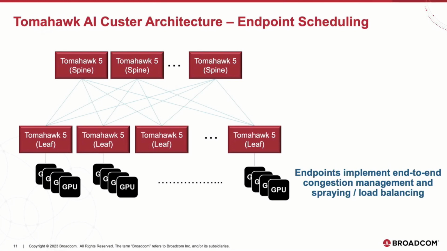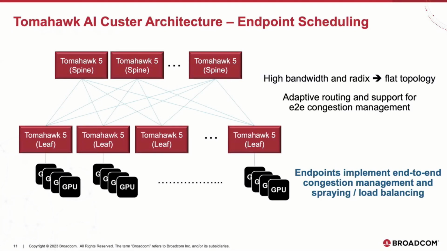And then the Tomahawk devices, the Tomahawk Fabric, what they'd offer is support for that end-to-end congestion management with telemetry, with very high bandwidth and high radix, so you can have flat topologies. It also includes adaptive routing and the support that you need for end-to-end congestion management.